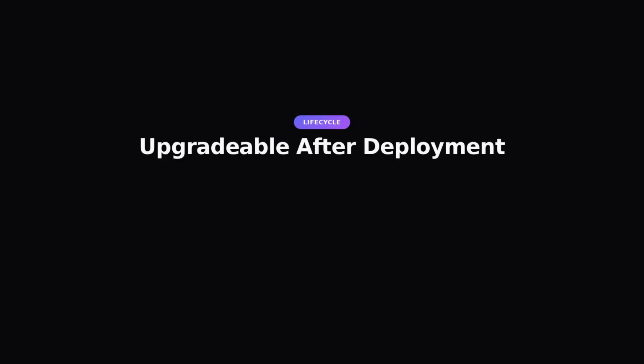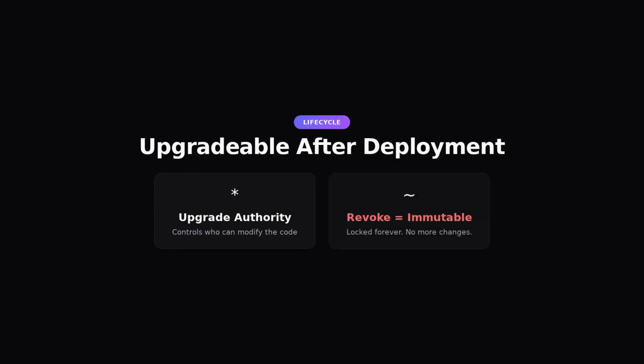Programs can be updated after deployment. An upgrade authority controls who can modify the code. Revoke the authority, and the program becomes immutable, locked forever.